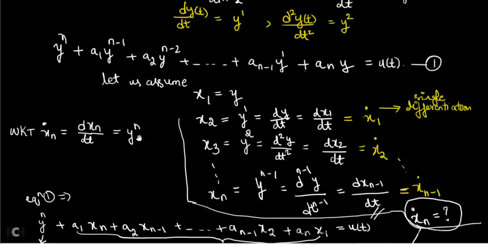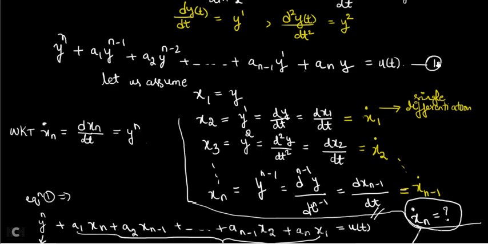How did I write this y power n? See here, x1 dot is nothing but y power 1, x2 dot is nothing but y power 2. Similarly, x3 dot is nothing but y power 3. So similarly, xn dot will be nothing but y power n. That's all. If you have x1, then you will get y1, x2, y2. Similarly, if you have xn, you will get y power n. So remember, xn dot is nothing but y power n. But I want to find out what is y power n. I have to convert it in terms of x.